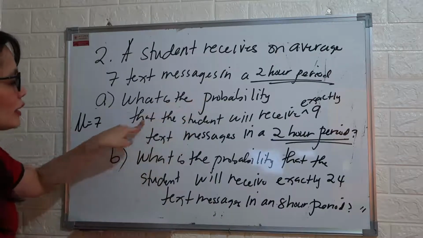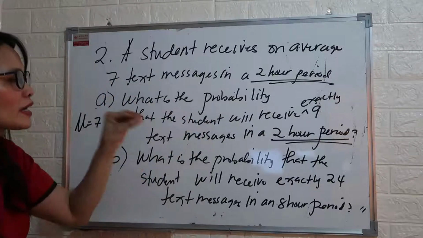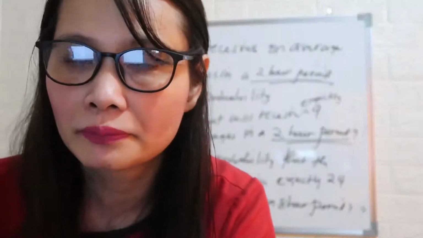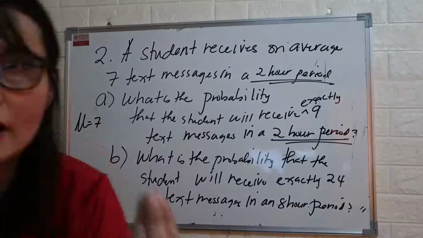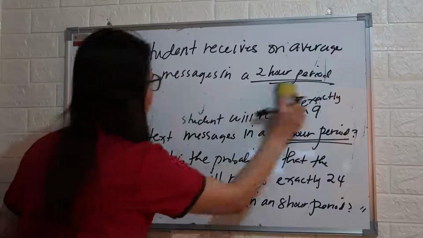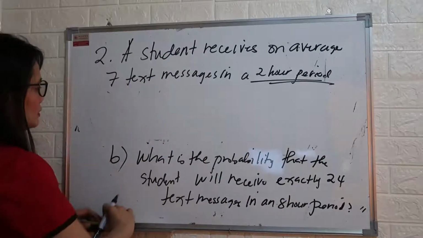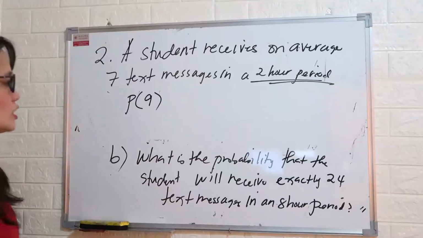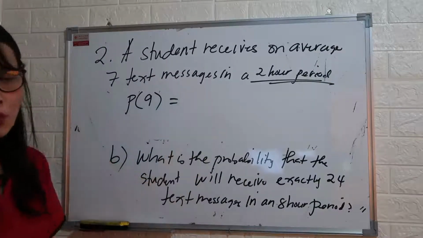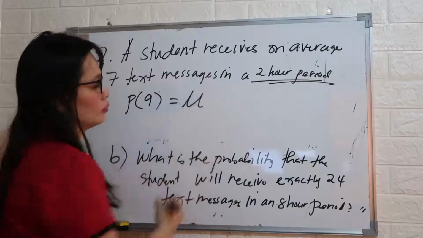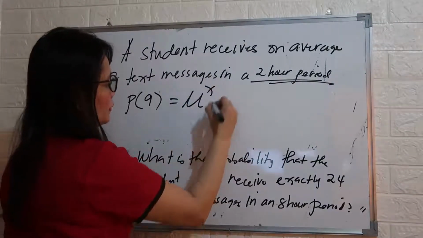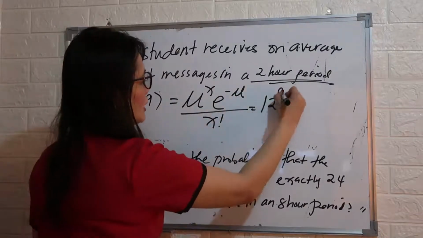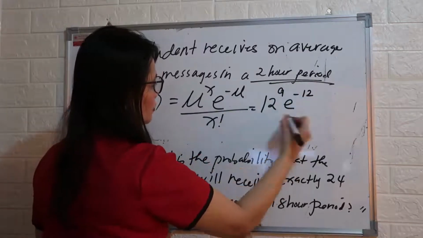So what is the probability that the student will receive exactly 9 text messages in a 2-hour period? What is your x value in letter A? 9. Okay, very good. The probability of getting exactly 9 text messages. What's the formula? Mu raised to x multiplied by e raised to negative mu over x factorial. So you do have 12 raised to 9 multiplied by e raised to negative 12 over 9 factorial.